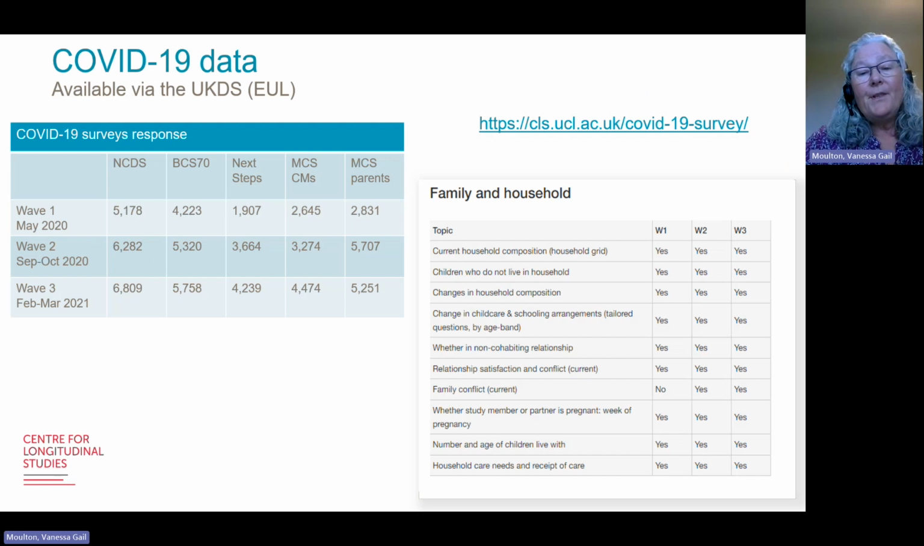In addition to the main sweeps of the studies, as I mentioned, we also have 3 waves of data collection at different stages of the pandemic. And here illustrated is the family and household section of the questionnaires, which includes, for example, household composition, relationship satisfaction, and relationship and family conflict. Our CLS COVID surveys are unique from most other COVID surveys in that they're actually embedded in the survey, so can be used with all the wealth of prospective information collected pre-pandemic to investigate outcomes during the pandemic, and as we move forward and get new data sweeps post-pandemic.